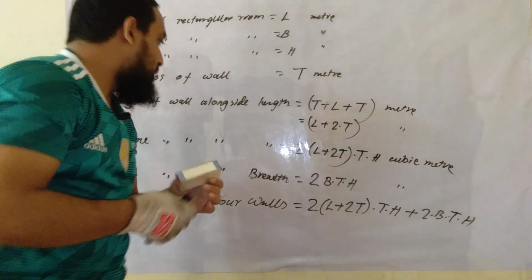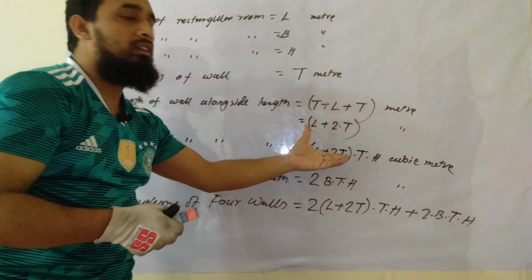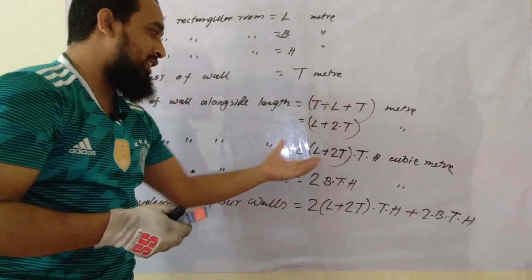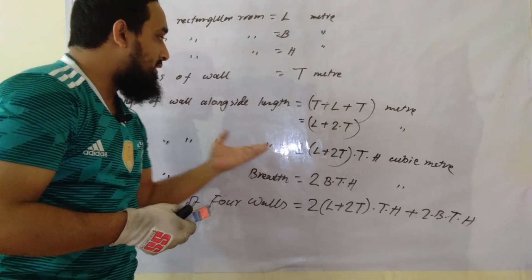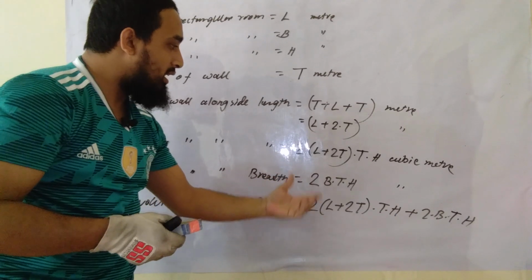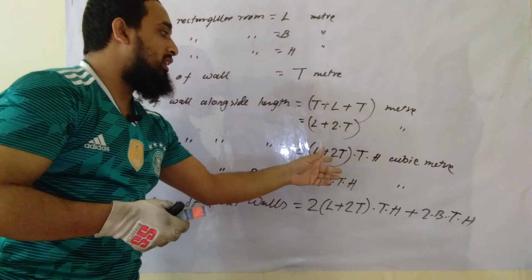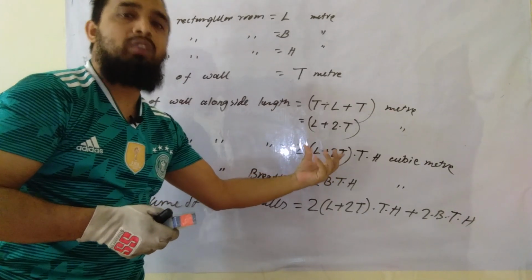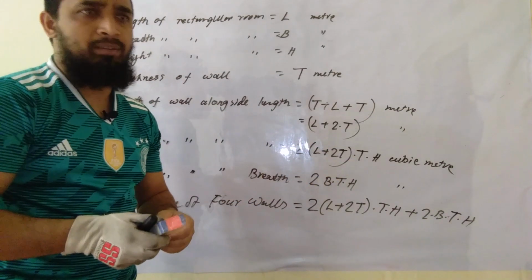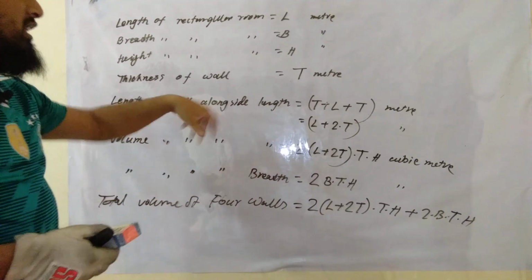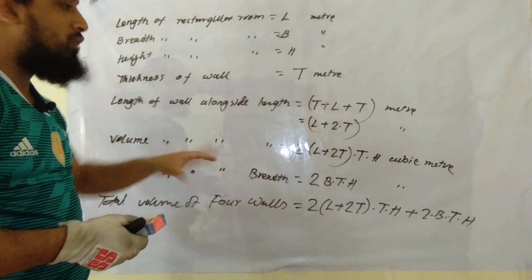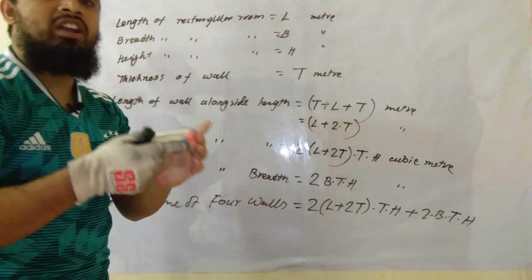You may have a question, why consider the thickness alongside length? It's not a big issue. If you want to consider the thickness alongside breadth, okay, fine, then we just need to add twice T with the breadth, but in that case twice T will not be added with the length. It's just the vice versa process. So in this manner we can find the volume of 4 walls of our rectangular room.